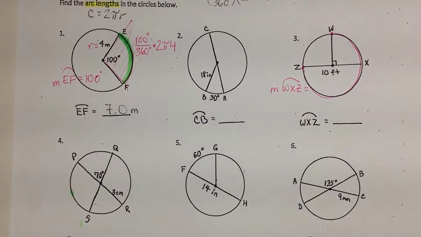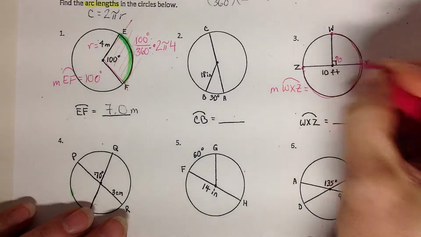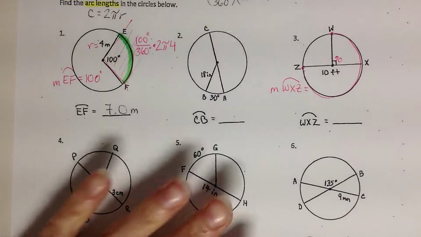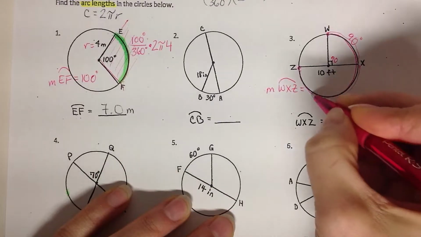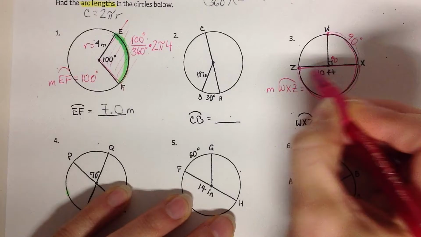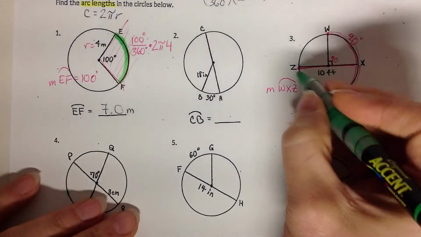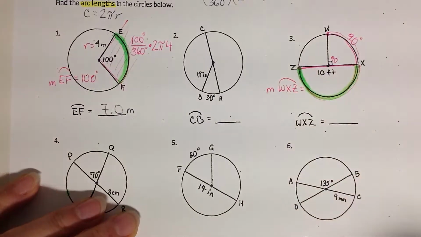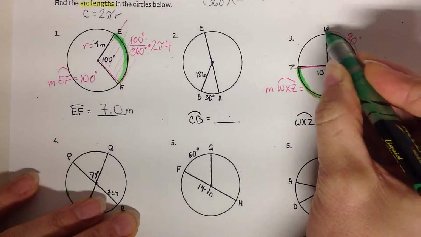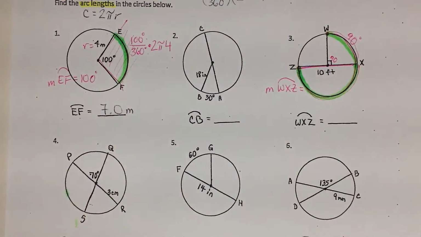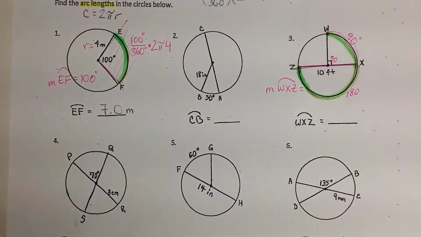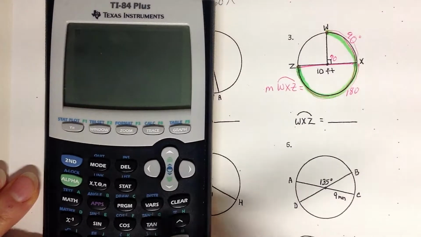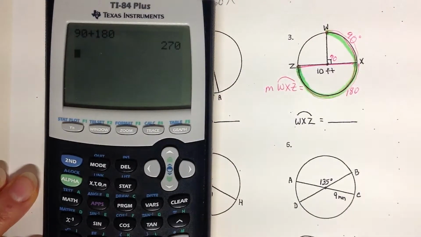There's no numbers, panic! Wait a minute, doesn't that mean something? From here to here, you know it's 90. And from here to here, that's a diameter, so this arc right here is a semicircle. That's 180. So this is going to be more than half the circle, right? I can do this by adding: 90 plus 180, 270.